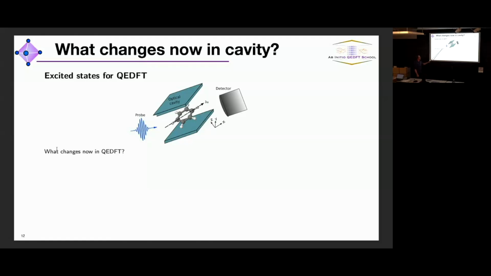Okay, so I put it here. We formulate linear response in terms of DFT, right? So now we went from DFT, now we go to QEDFT. So we put the molecule, the same molecule, but now we put it inside an optical cavity. Right? So what changes in QEDFT?